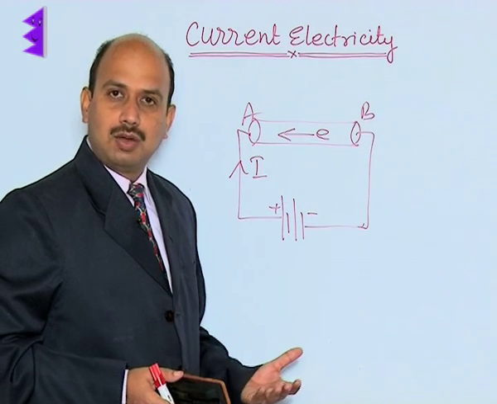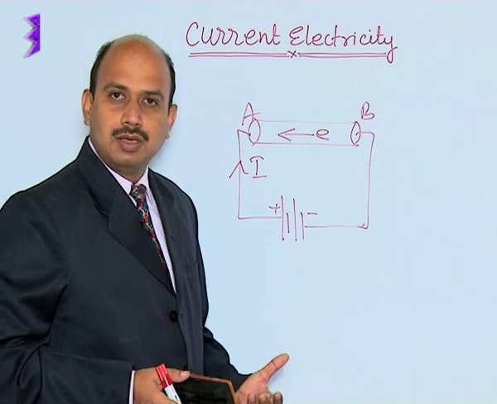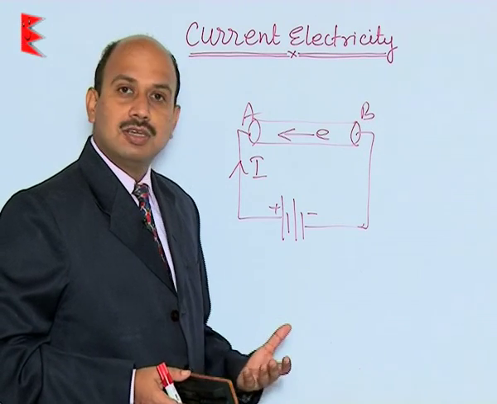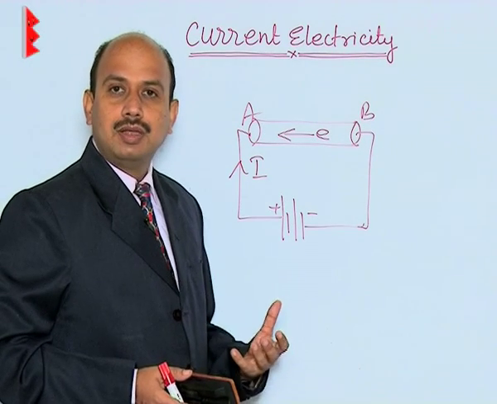Electric current is a scalar quantity because it can be added or subtracted algebraically; despite having a direction, it is assumed to be a scalar quantity. So this is about electric current.